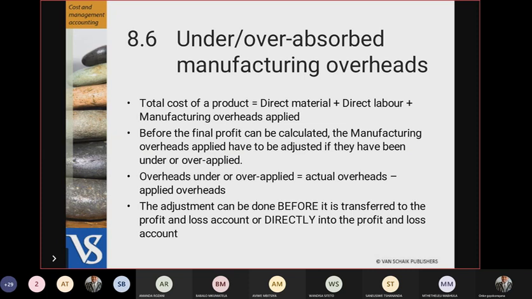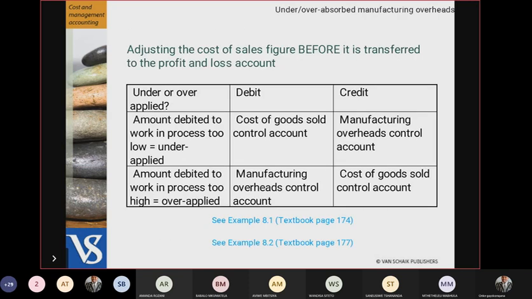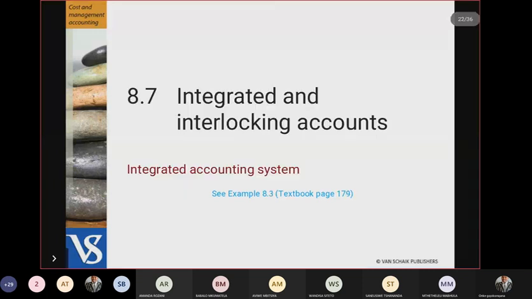We look at the sales that we're making and deal with the over- or under-applied amount there, because cost of sales is a periodic account. We cannot carry it on over the years. So if the amount debited to work in process was too low, which results in under-applied, cost of sales is debited to increase it. But if it's over-applied, we reduce our cost of sales. That's what we have to do. Okay, that was just a refresher to refresh our minds.